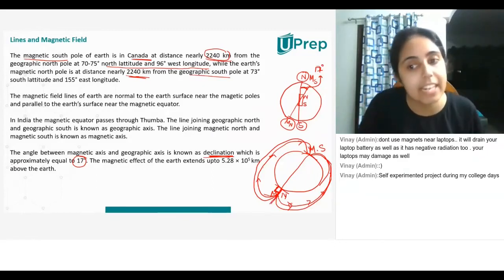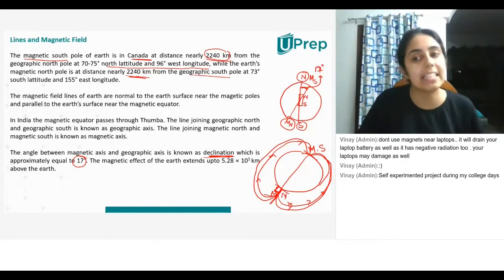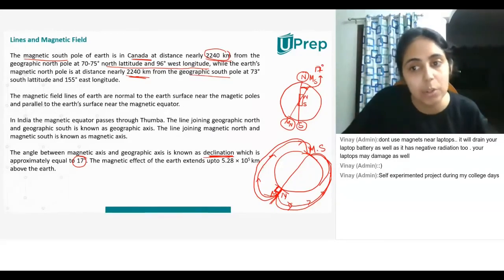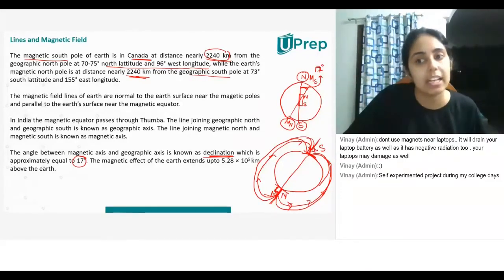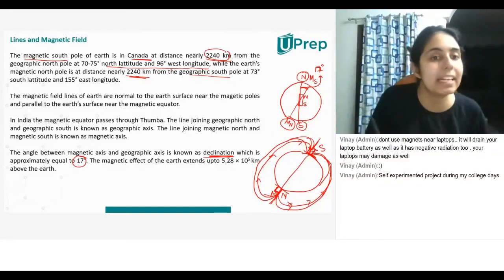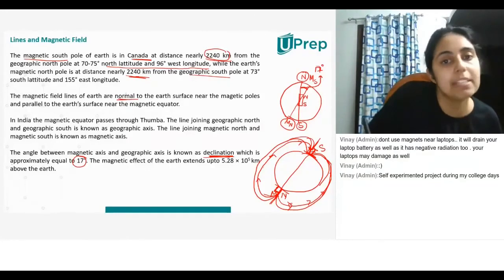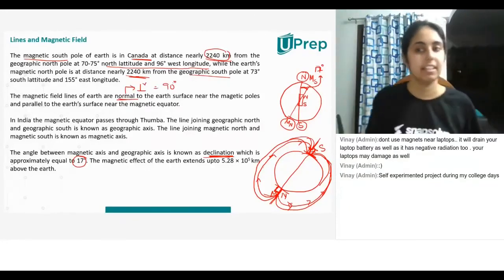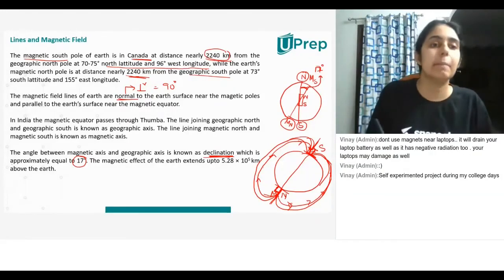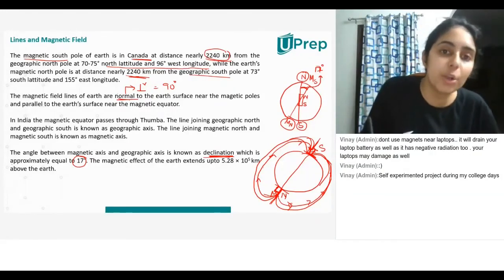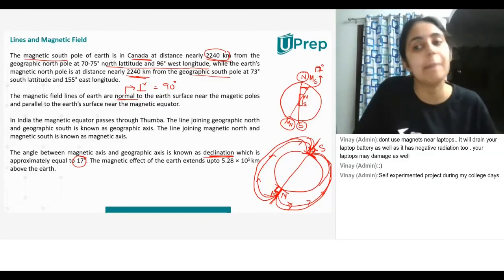Right. So these field lines at this point are at a 90 degree angle. Similarly, at the south pole, when the magnetic field lines are coming into the south pole, they are again at 90 degrees. They are coming in. So at the poles, the magnetic field lines are normal to the Earth's surface. Normal means perpendicular. Perpendicular means 90 degrees. So the magnetic field lines of Earth are normal to the Earth's surface near the magnetic poles.